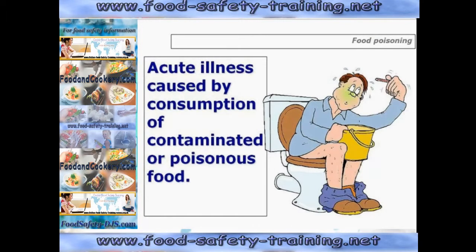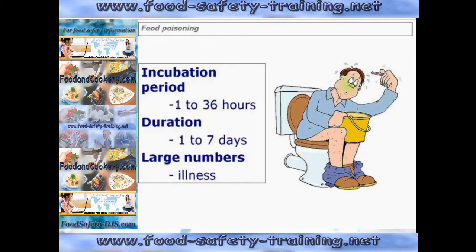The definition of food poisoning is an acute illness caused by the consumption of contaminated or poisonous food. Acute means happens quickly, as opposed to chronic, which takes a long period of time. The incubation period, the time taken for you to start showing symptoms after you've eaten the infected food or drink, is anything from 1 to 36 hours. Duration of the illness is anything from 1 to 7 days. And food poisoning requires large numbers of bacteria to make you ill.